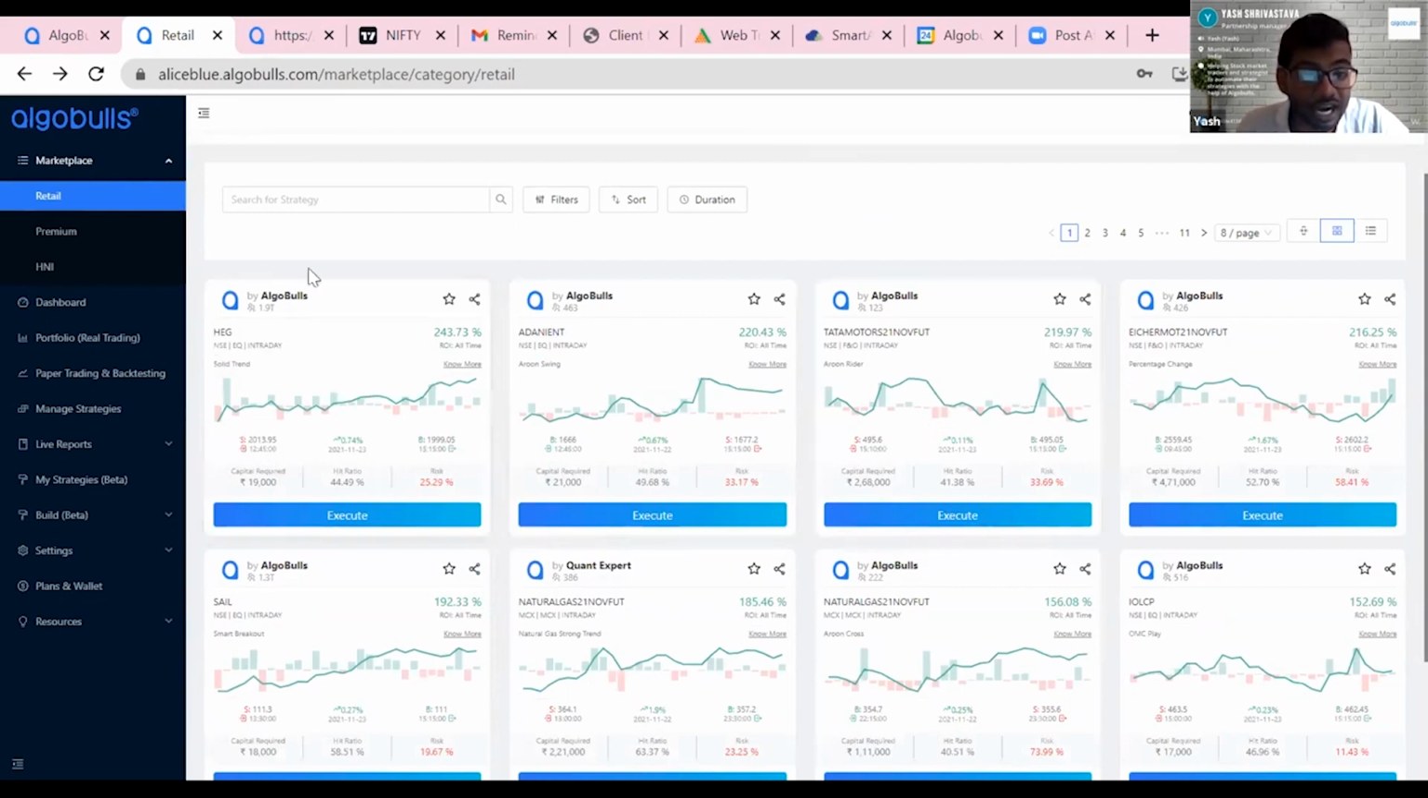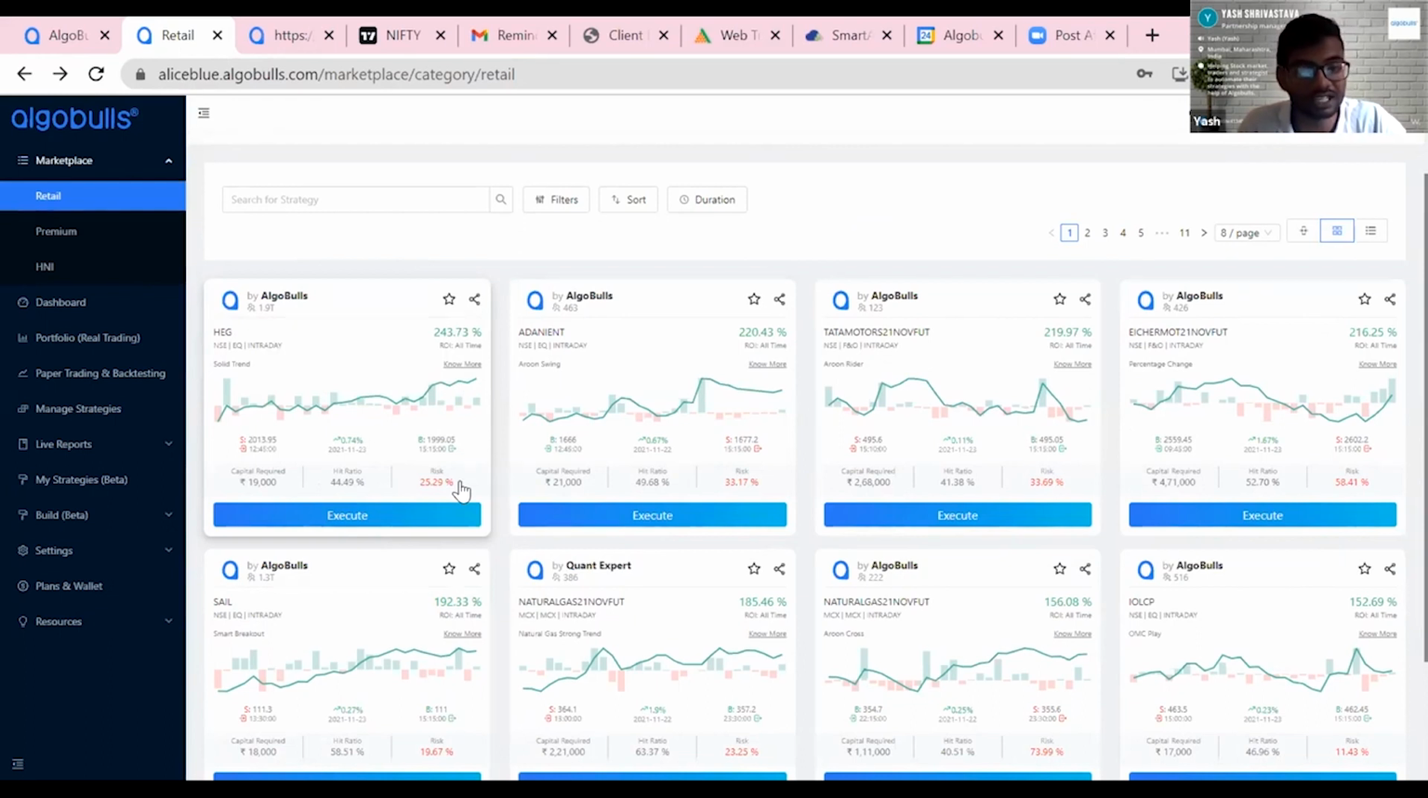So this is a strategy card which has been displayed to you, which shows you what the instrument is, which exchange it is playing, what kind of trading style it is following, what ROI it has generated, what trend line it has been following, what capital is required, what the hit ratio is, which means what is the maximum trade that happens in this strategy, and what the risk appetite is.